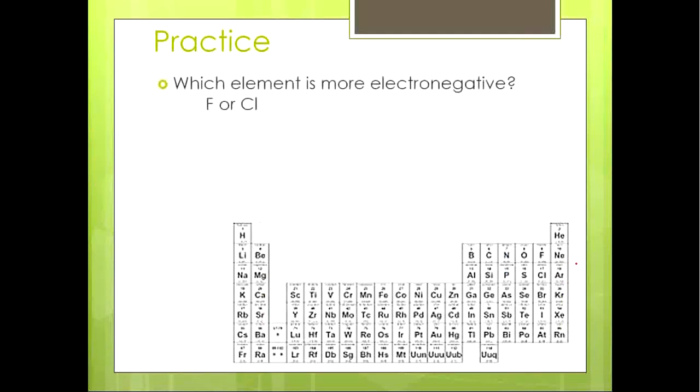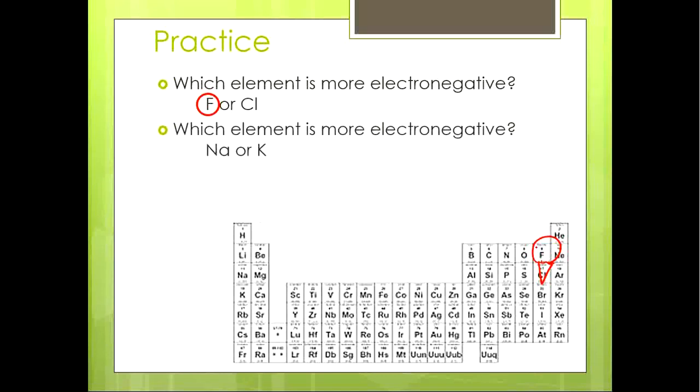So let's take a look at these problems. Which element is more electronegative, fluorine or chlorine? So fluorine or chlorine, you can draw the ice cream cone because it'll be the same picture. You can see that fluorine will have a more electronegative value. Sodium or potassium, here's sodium, here's potassium. Again, draw the ice cream cone. Sodium has a higher value.